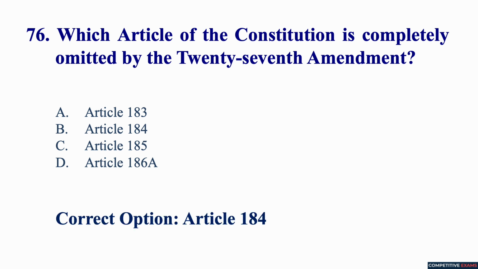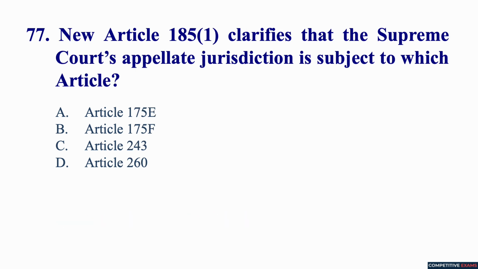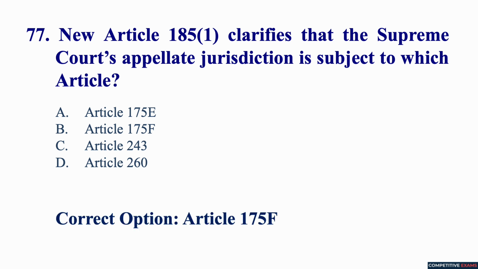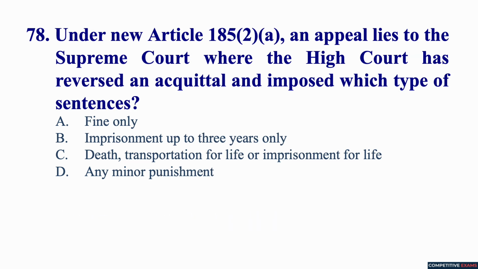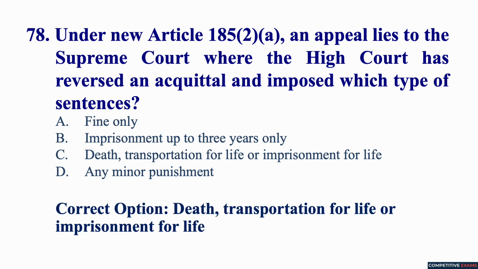Which article of the Constitution is completely omitted by the 27th Amendment? Article 184. New Article 185(1) clarifies that the Supreme Court's appellate jurisdiction is subject to which article? Article 175(f). Under new Article 185(2)(a), an appeal lies to the Supreme Court where the High Court has reversed an acquittal and imposed which type of sentences? Death, transportation for life, or imprisonment for life.